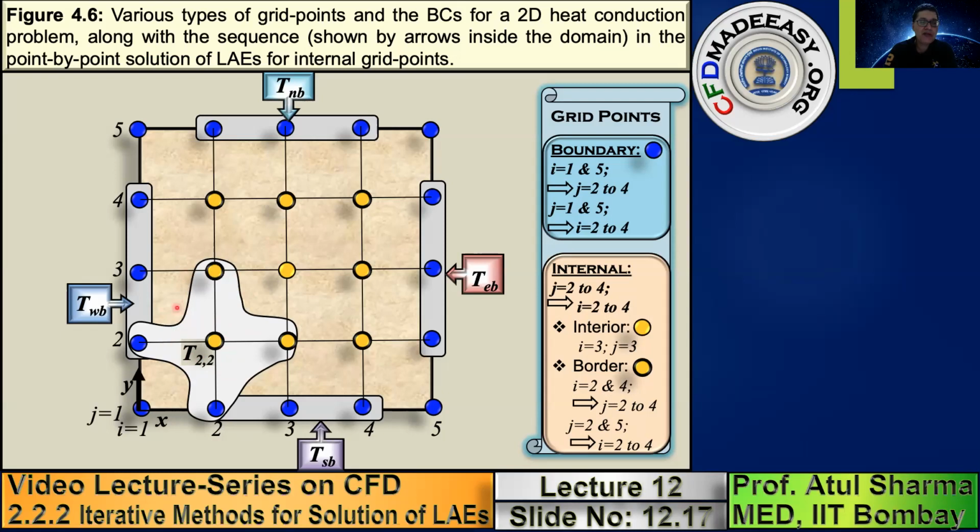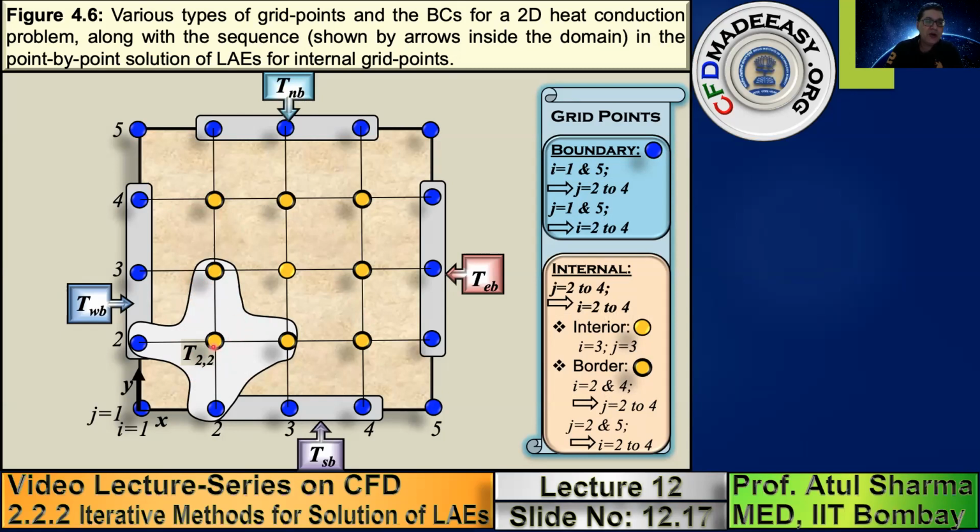Note that there are 4 neighbors which are involved. The coefficient of the other grid points in the domain is 0. That's why the coefficient matrix becomes sparse in this case, and basically we get a pentadiagonal matrix, because there are 5 non-zero coefficients involved in any of the linear algebraic equations.